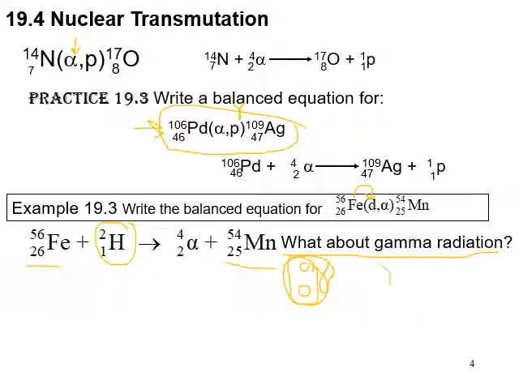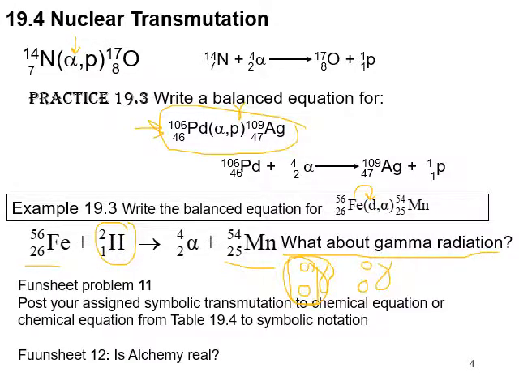So let me rewrite that. That's a gamma, not very good, I know, plus a 0 and a 0. So your fun sheet problem 11, for the discussion, post your assigned chemical reaction or chemical equation to symbolic notation, and you'll see your assignments on the discussion board.